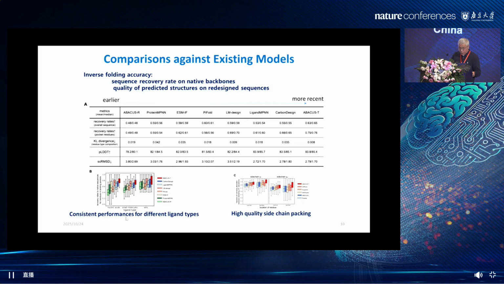And also we check the performance of the model for different ligand types. For example, nucleic acids, small molecules, ions. So the red one is BuxT, and the others are different models. Some of them don't have ligands. And if we look at the side chain quality predicted by BuxT and compare them against the state of the art side chain packing models, BuxT also seems to perform very well.